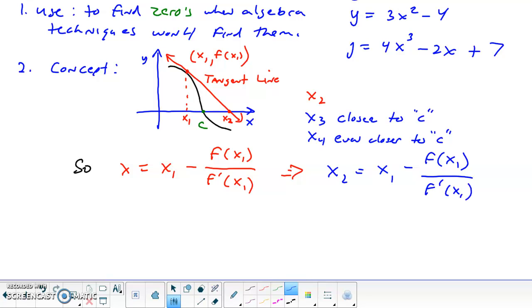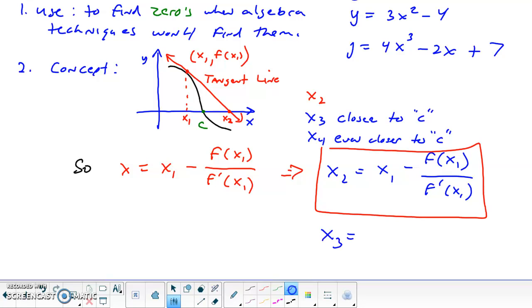I like this look better to my brain. This makes sense. And I'll try to show you what I mean in the future. But I'll give you the next iteration. So x sub 3 would be x sub 2 minus f of x sub 2 divided by f prime of x sub 2. And et cetera, et cetera. Down the road you go in these iterations.